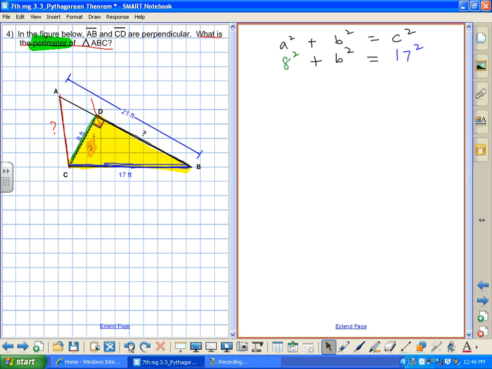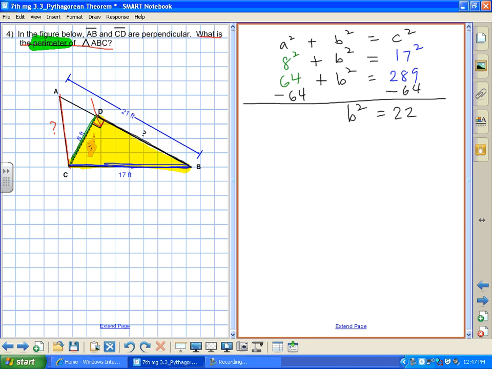And so solve it. 64 plus b squared equals 17 times 17, which is 289. Okay. Then I would have to subtract 64 on both sides to isolate my variable. My variable is getting isolated. It's b squared equals 225.